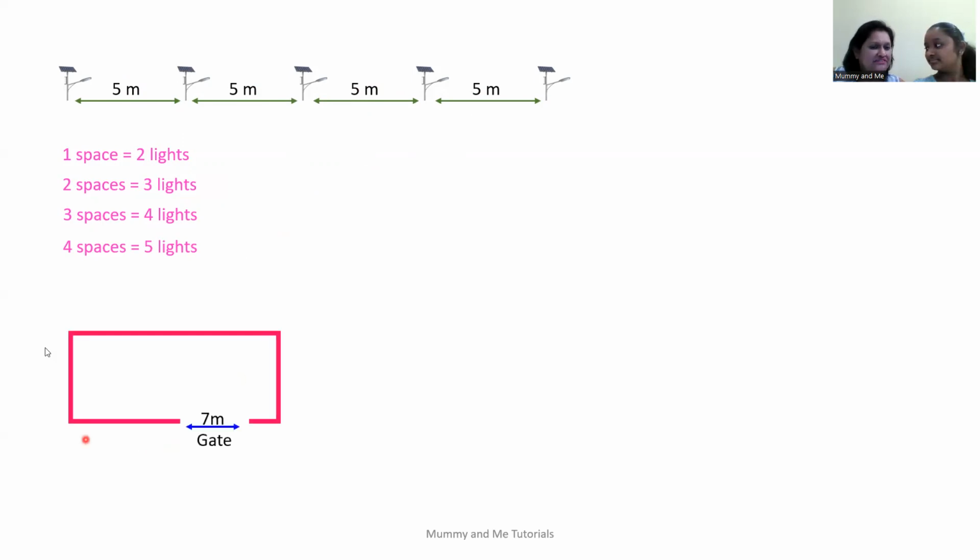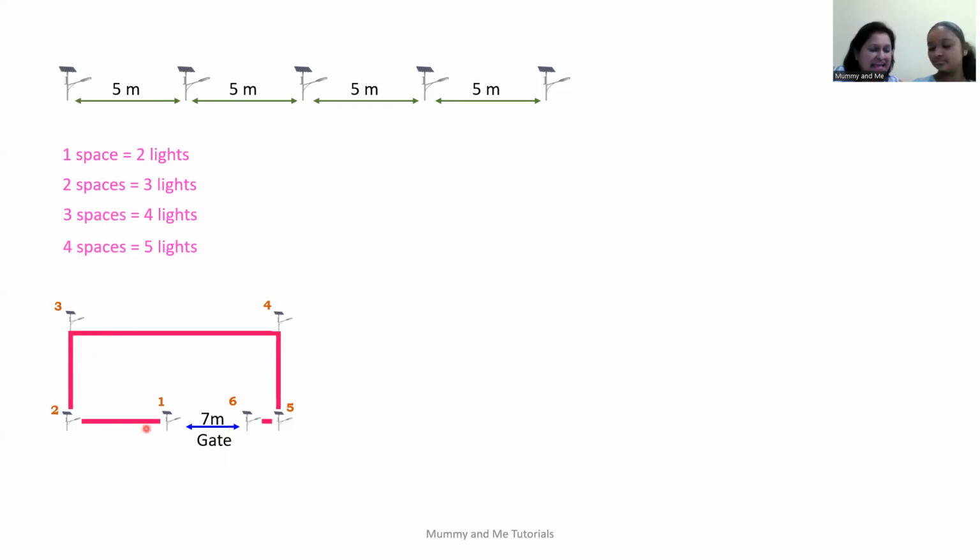Let's look at Mr. Jefferson's property. It's an open property because he left a 7-meter space for a gate. And if Mr. Jefferson places lights at the beginning of the gate, at the opening of the gate, at every corner of his property, and at the other side of the gate, how many solar-powered lights do we have here? Well, we have 1, 2, 3, 4, 5, 6 lights.